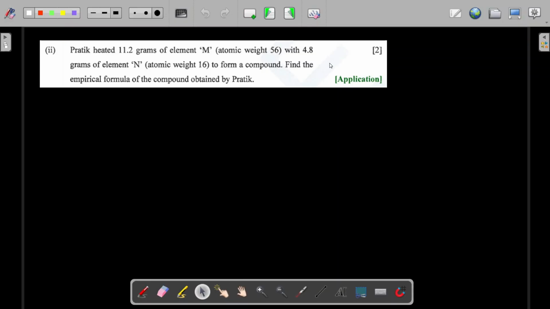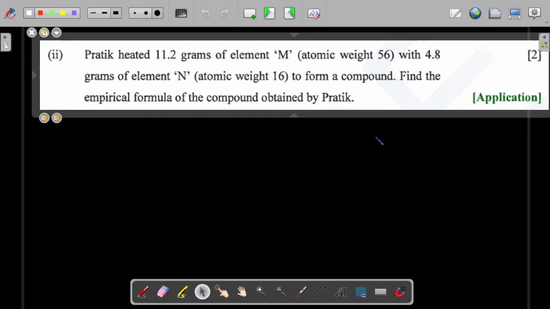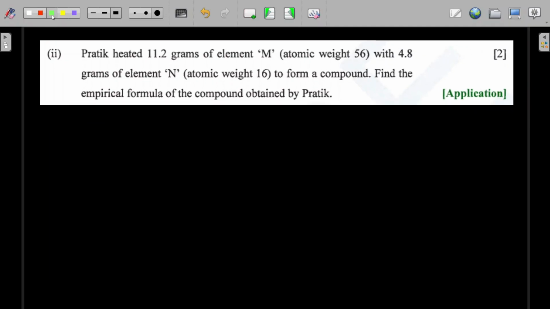This one question I found from your specimen. See here. Pratik heated 11.2 grams of element M with 4.8 grams of element N to form a compound. Find the empirical formula of the compound obtained by Pratik. So how do we do this? Here percentage is not given, nothing is given. But you just have to find the empirical formula. So if you are able to find the simplest ratio directly, we have atomic mass given.